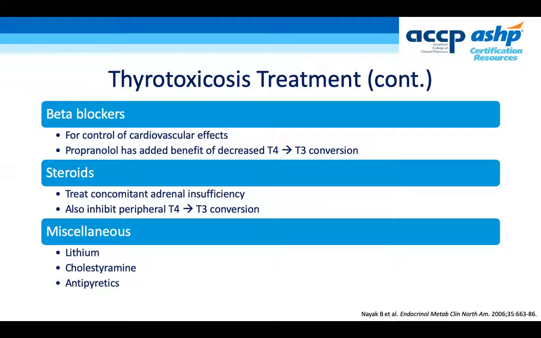The next part of treatment is actually corticosteroids. So we want to treat concomitant adrenal insufficiency in these patients. And then some of them also have the added benefit of inhibiting peripheral T4 to T3 conversion as well. And then finally, there are some miscellaneous agents that we can use. So really none of these miscellaneous agents should be routinely used for the treatment of thyrotoxicosis. And it's really for patients that, one, are either refractory to all conventional therapy, or two, for some reason can't have some of our conventional therapies if they have known hepatotoxicity or other issues.